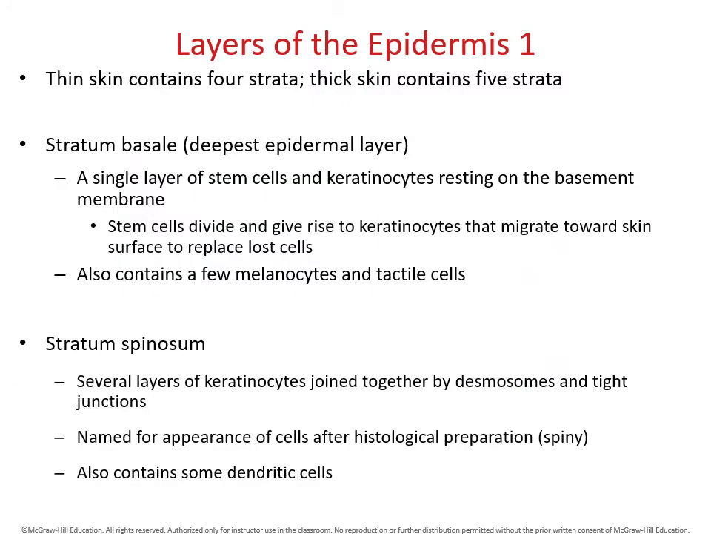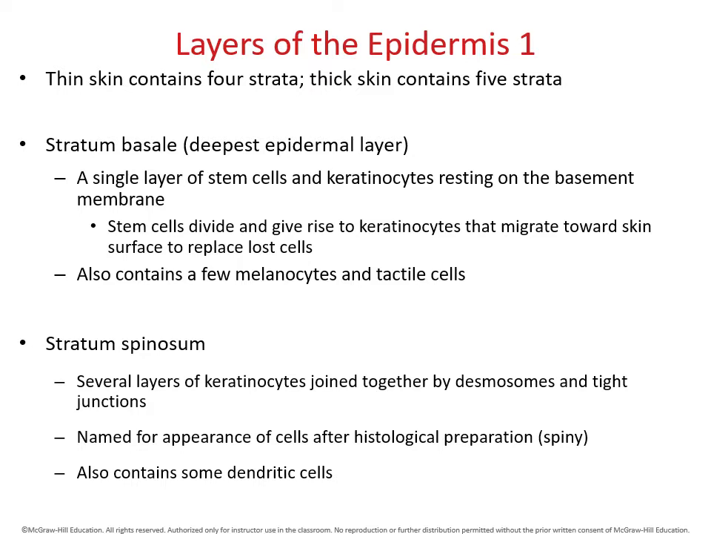All right, so let's take a look at the stratums. Now there are 5 stratums or strata altogether, but it turns out that thin skin will have 4, where thick skin will have all 5. So there is a difference in how many layers the epidermis will have, depending on if we're looking at thin skin or thick skin. So I'll be definitely pointing out the layer that you can exclusively find in the thick skin when we get there. So let's go ahead and start at the bottom, the deepest layer of the epidermis.